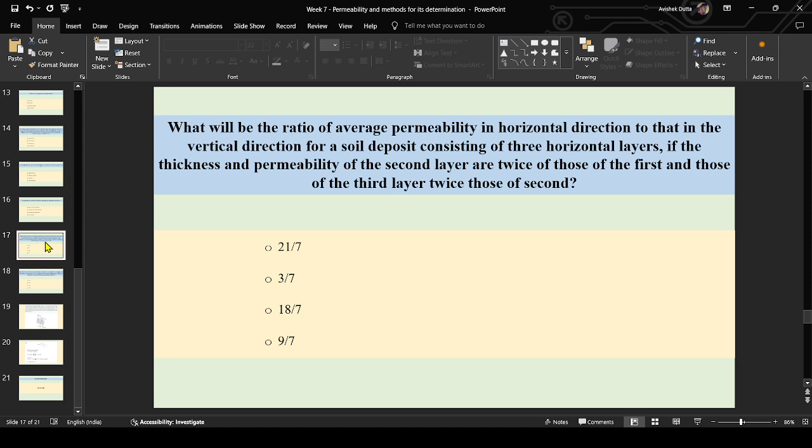What will be the ratio of average permeability in horizontal direction to that in the vertical direction for a soil deposit consisting of three horizontal layers if the thickness and permeability of the second layer are twice of those of the first, and those of the third layer twice those of second? Let me know if you have any doubt regarding this question.